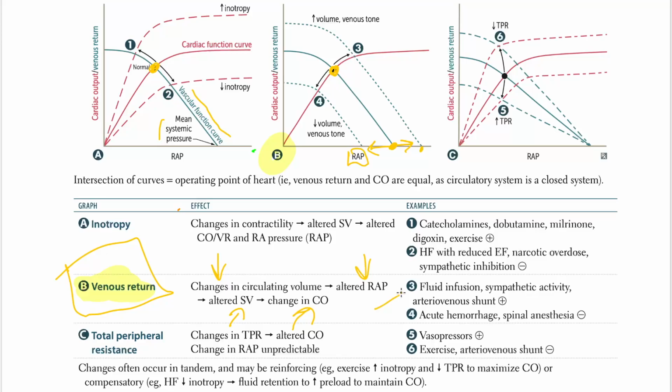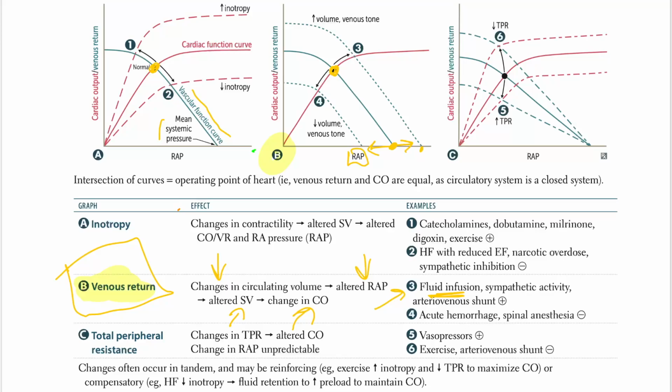The first thing that would increase the venous return would be fluid infusion. You give more fluid, you would have increased venous return. No rocket science about it. Sympathetic activity: you constrict the vessels, the more venous return you're going to have. AV shunting: when arteriovenous shunting occurs, the more venous return you're going to have, because it doesn't have to go through all that system of capillaries and venules. It's going to go straight from artery to vein, and that would increase the venous return for sure.